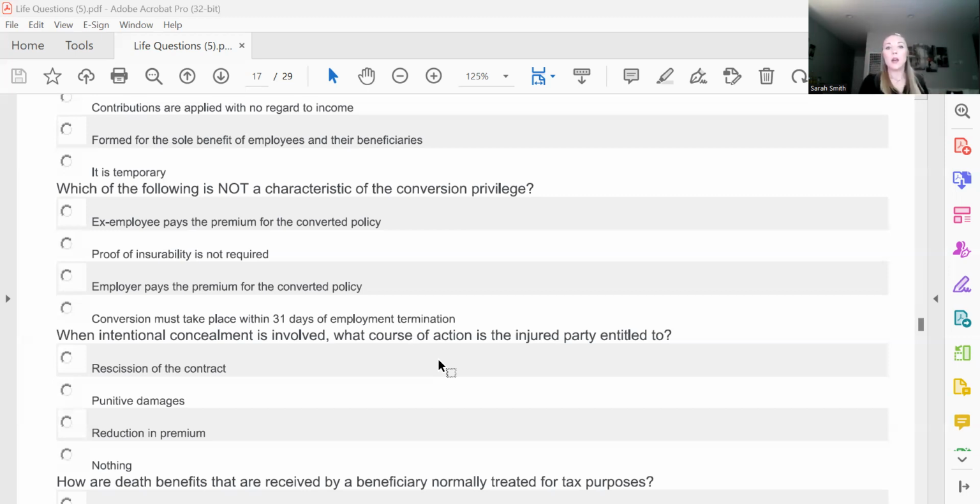And then D, the conversion must take place within 31 days of employment termination. That is true. It's a great privilege to have, but you have to exercise it within 31 days of the termination of your employment. So what's not a characteristic is that the employer pays the premium for the converted policy. It's now an individual policy, so the individual pays the premium.